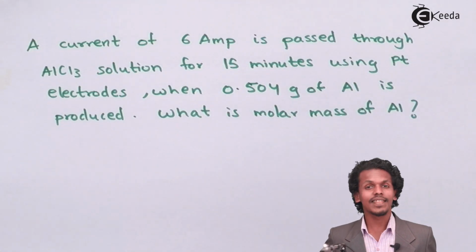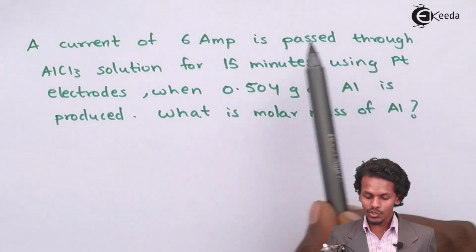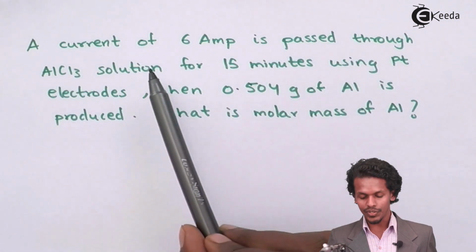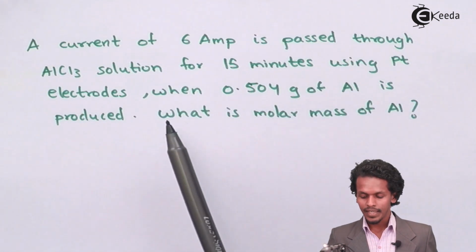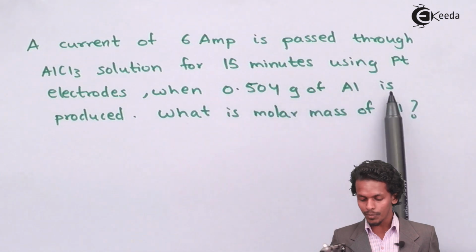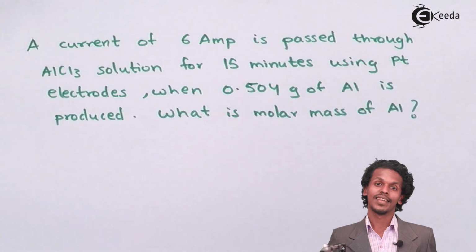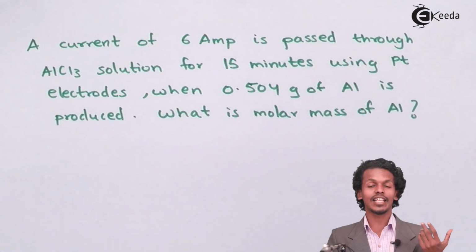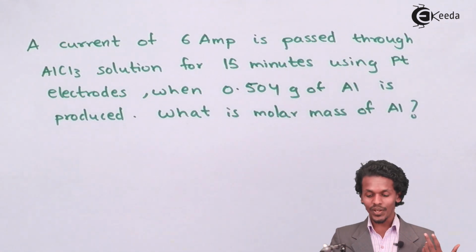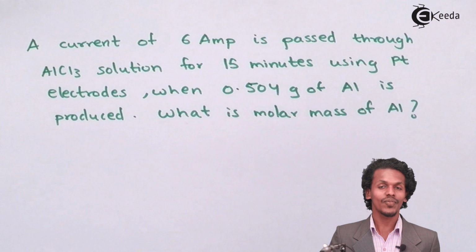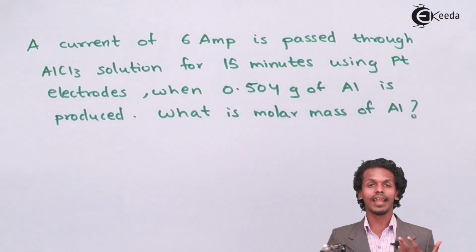As present on the screen, there is a question related to a current of 6 ampere passed through AlCl3 solution, that is aluminum chloride solution, for 15 minutes using platinum electrode. When 0.50 gram of aluminum is produced, what is the molar mass of aluminum? Initially we estimated the weight, then the time, and now we are going to estimate the molar mass of aluminum.